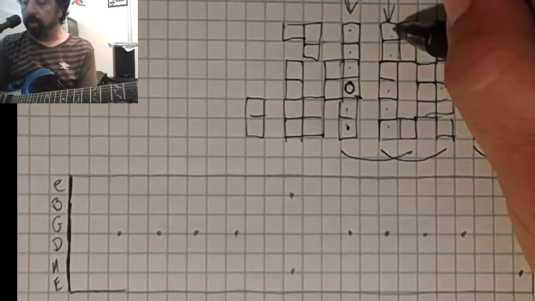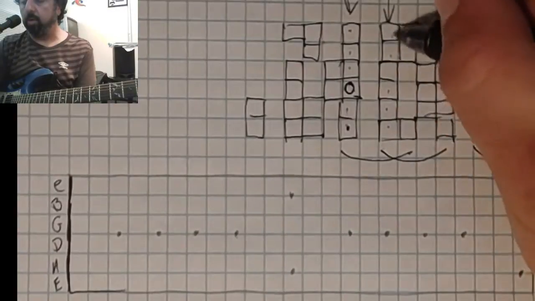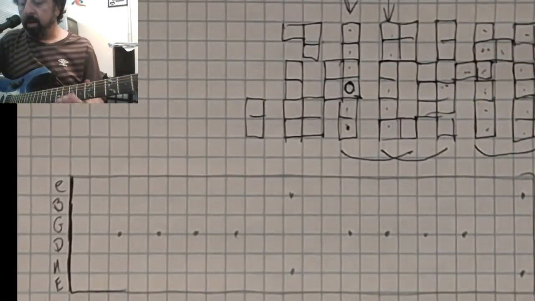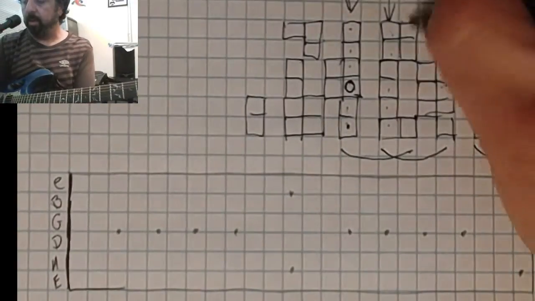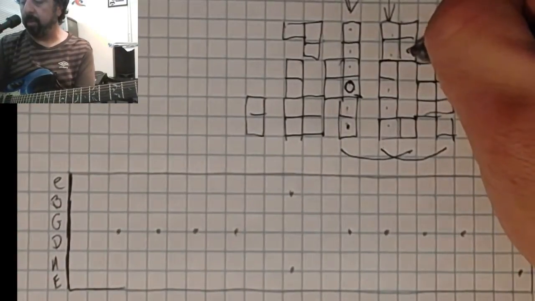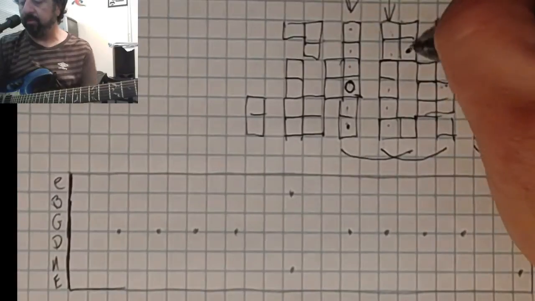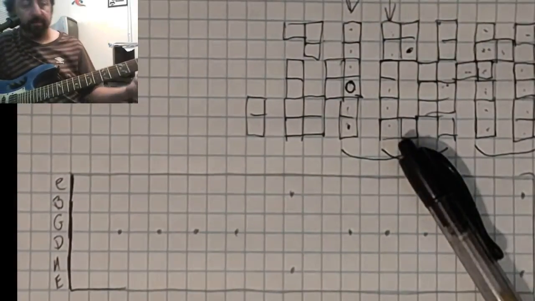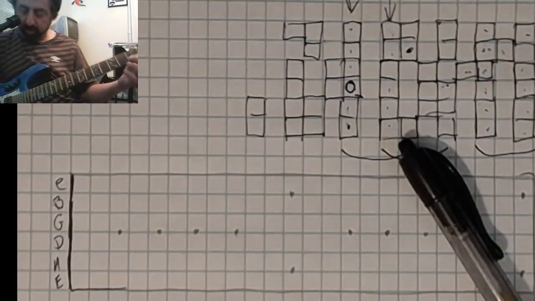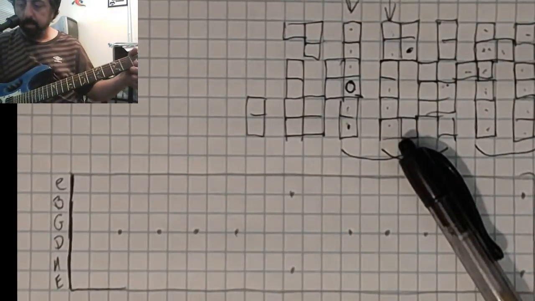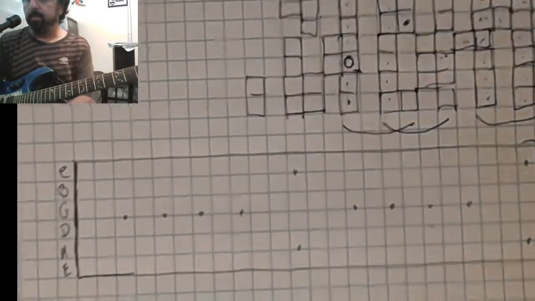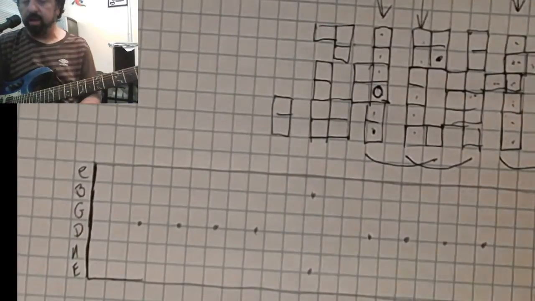So what if we put this root on the low E? That gives us right here maybe our first visible note. That would be the first fret on the B string, and that's a C. And we should know that's the C major scale. So neat, the C major scale.